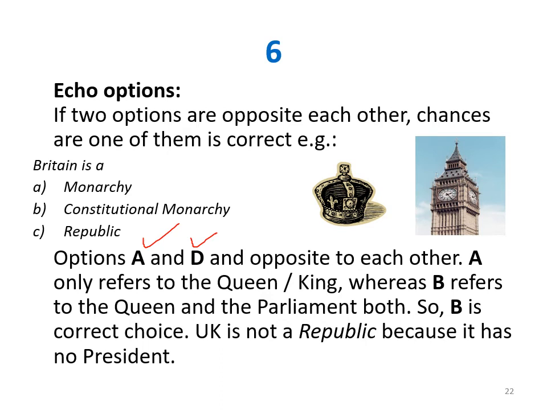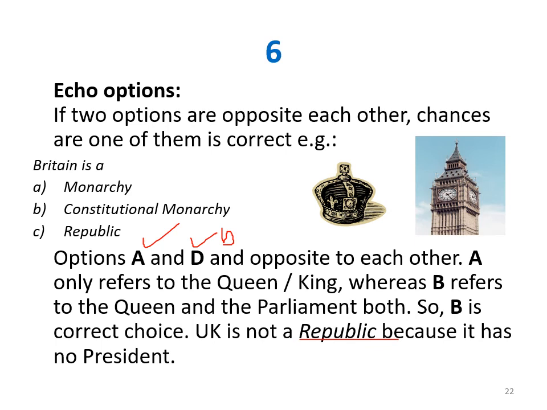What did I say here? A and D are opposite to each other. No, sorry, it is B. My mistake. It is B. Okay, whereas B refers to the Queen. So B is the correct choice. UK is not a republic. It has no president. It's not a republic.